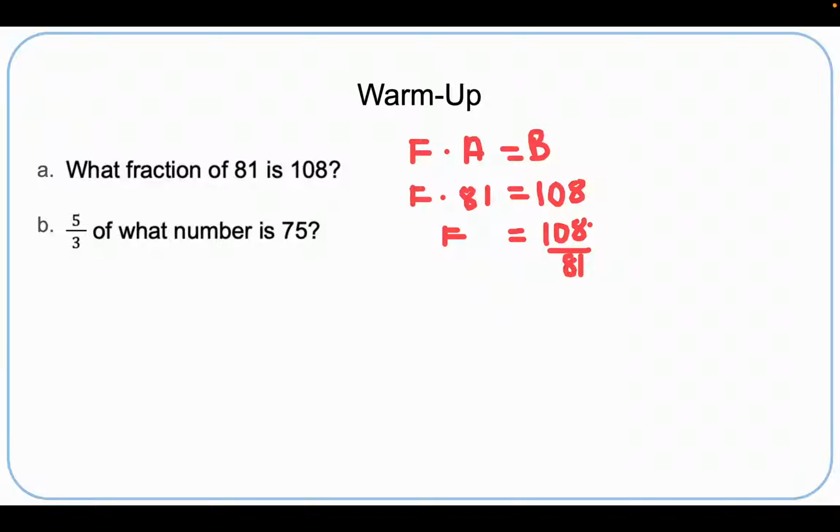I know I can factor 9 out of both of these. Those are math facts of 9. If I do that, I'll get 12 over 9. And then I can factor out 3 also, so simplify it even more to get 4 over 3.